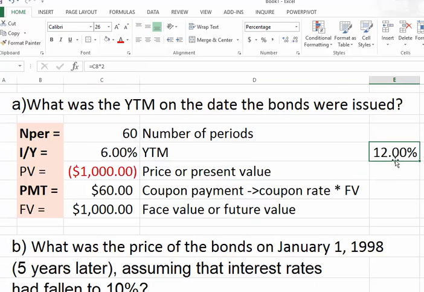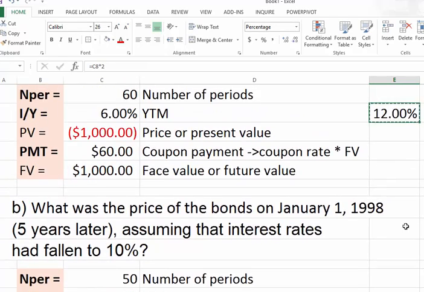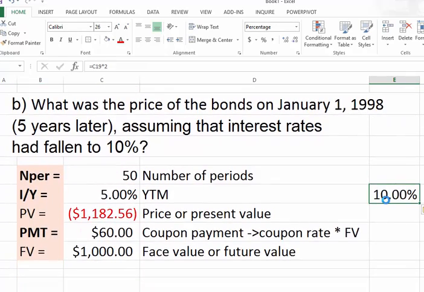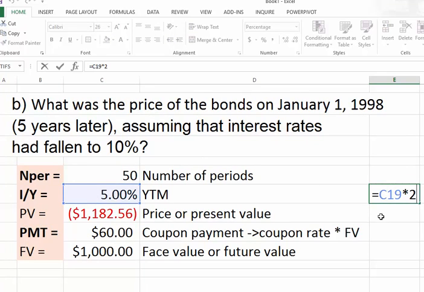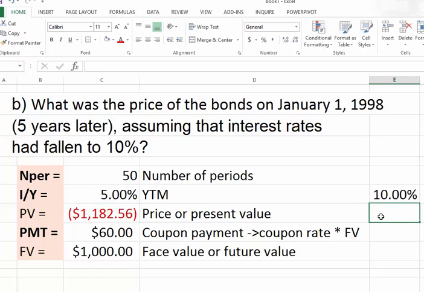The yield to maturity, that was the original one, but the yield to maturity on the new one is fairly easy to find. We just multiply the semi-annual yield times 2, and we get a YTM of 10% with semi-annual compounding. The question now becomes, what's the capital gains yield and the current yield?